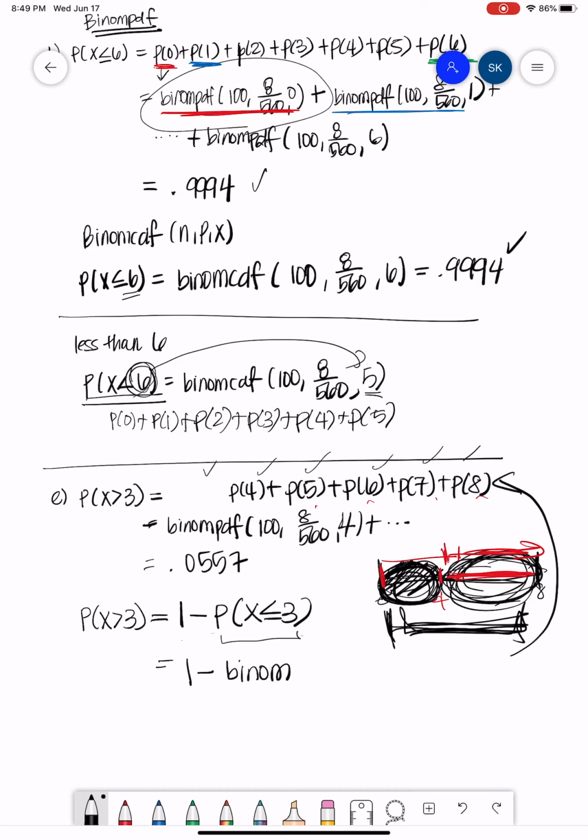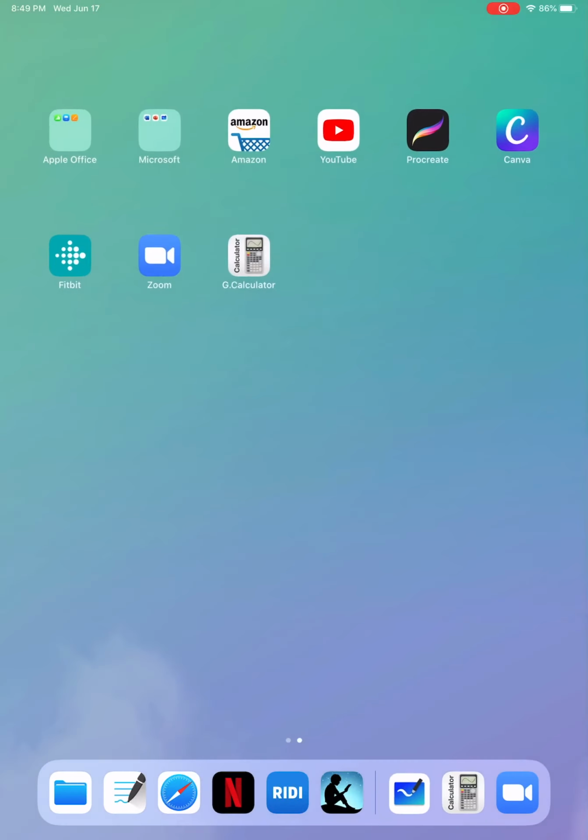Binom CDF. N is 100, 8 out of 560, comma, and this is all the way up to 3, so do not put 4, you put 3 this time. I'm going to put that in and see if we get 0.0057.